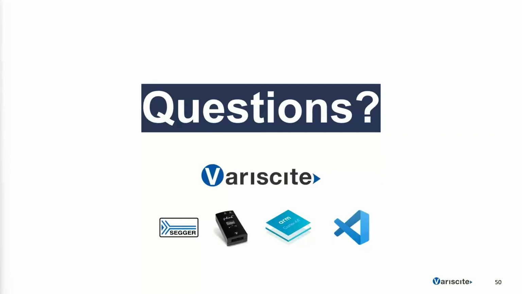Is this example code available in GitHub? Yes, all of the example projects are available in our GitHub FreeRTOS Variscite repository. So it's github.com/varigit/FreeRTOS Variscite, I believe is the path.